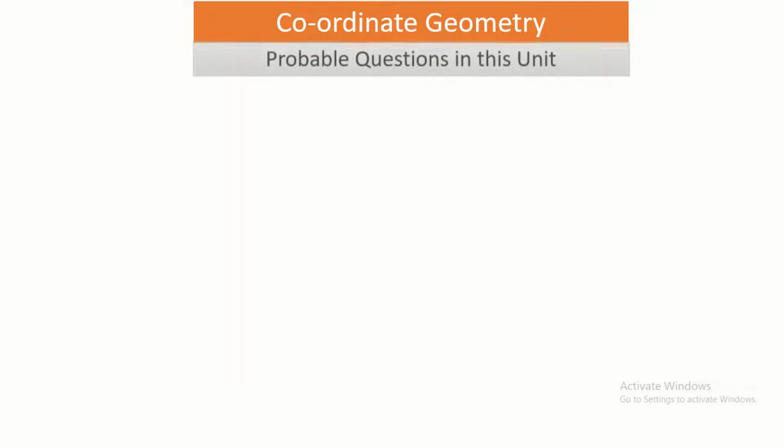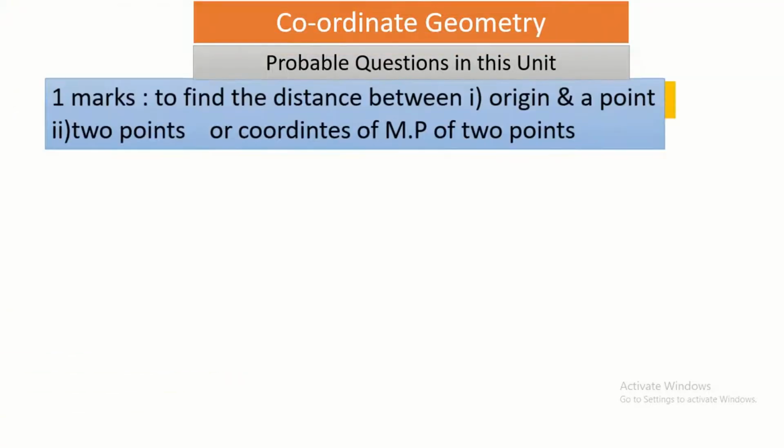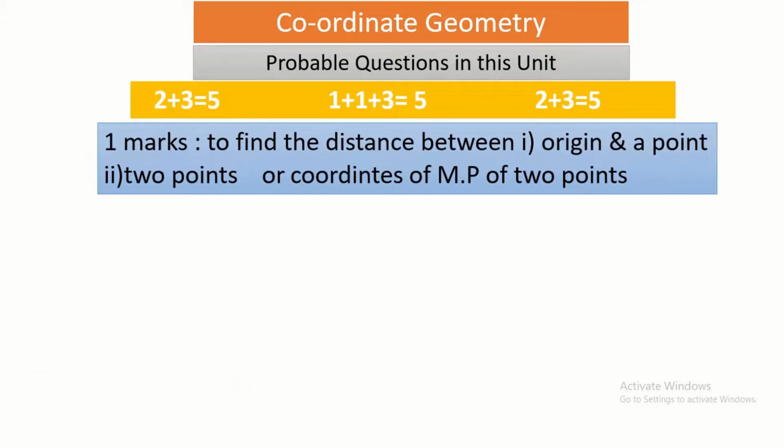And then we move on to coordinate geometry. In coordinate geometry, the probable questions are like this: a 2-mark question and a 3-mark question, totally 5 marks, or two 1-mark questions and a 3-mark question, totally 5 marks. So 5 marks of questions may appear in coordinate geometry.